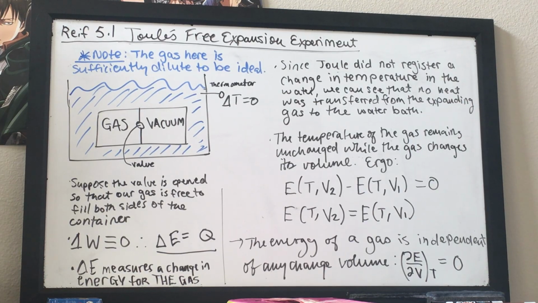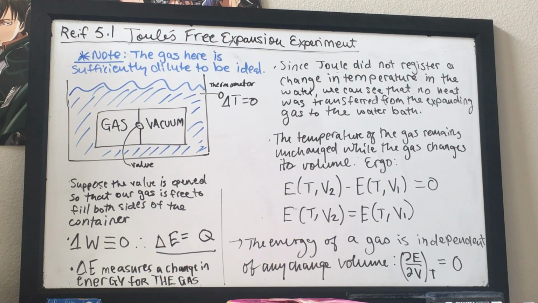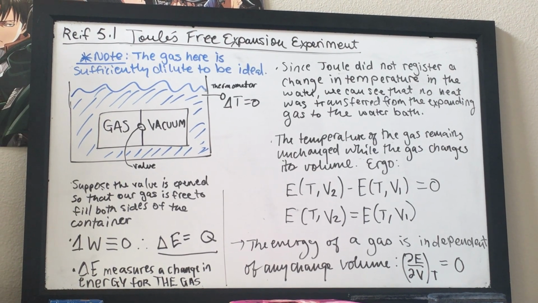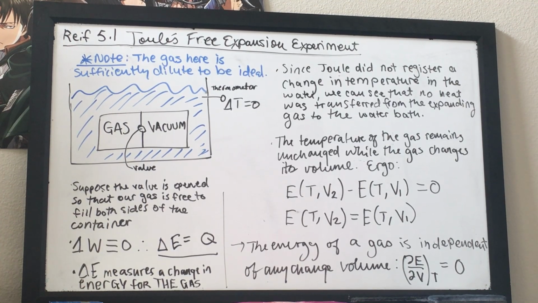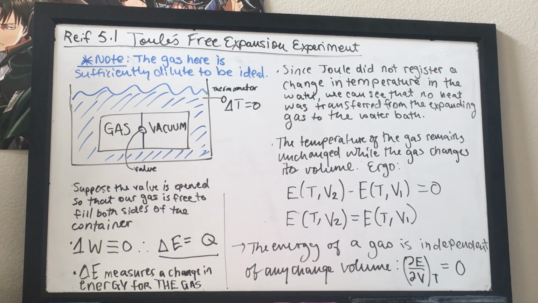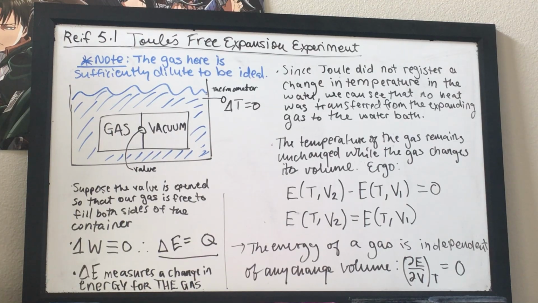Now incrementally what he would do is that he would open the valve just a smidge to induce a quasi-static process, right? So the gas could flow freely from one side of the container to the other, but it happened slowly. And as a consequence of this, no work was actually done by the gas on the container as it was filling the other side with air.